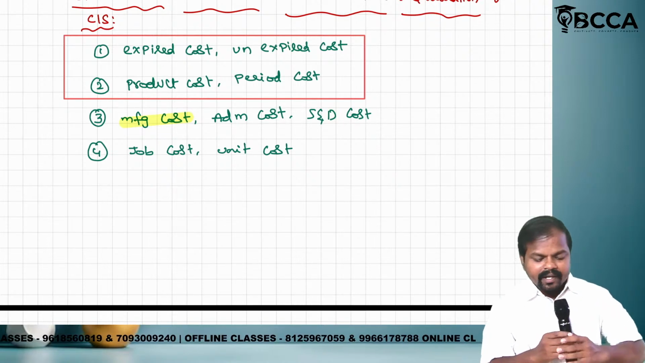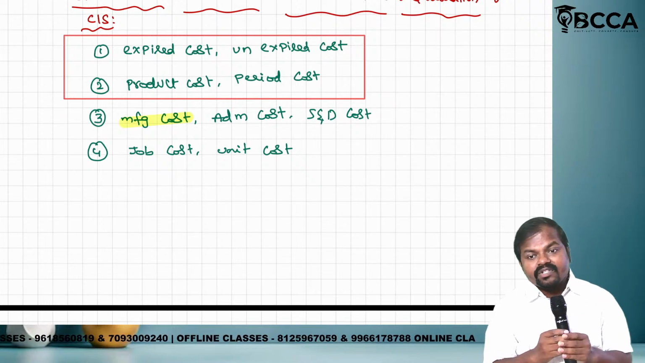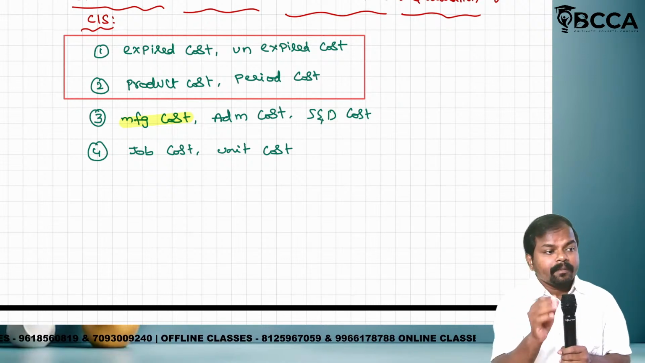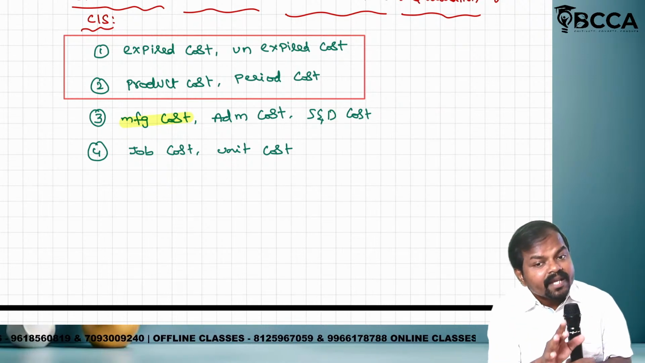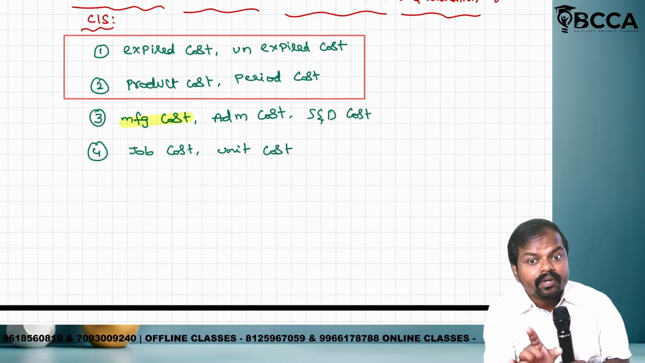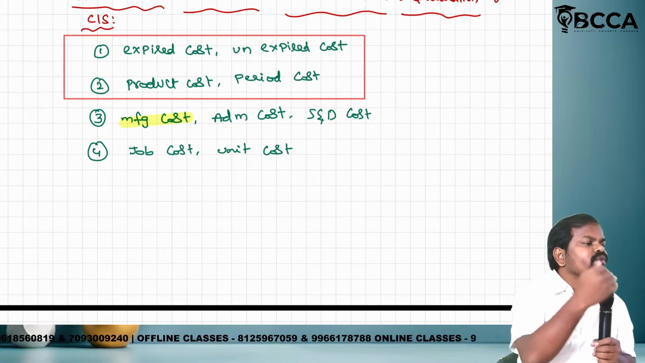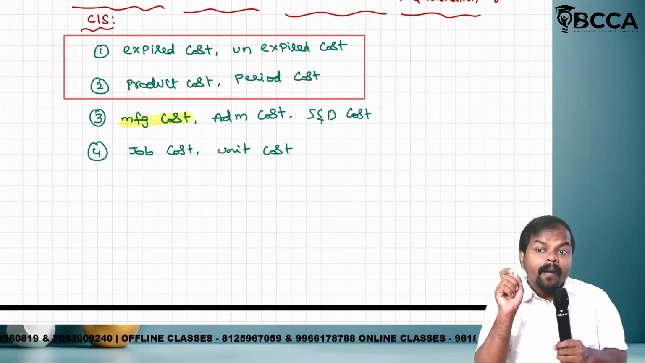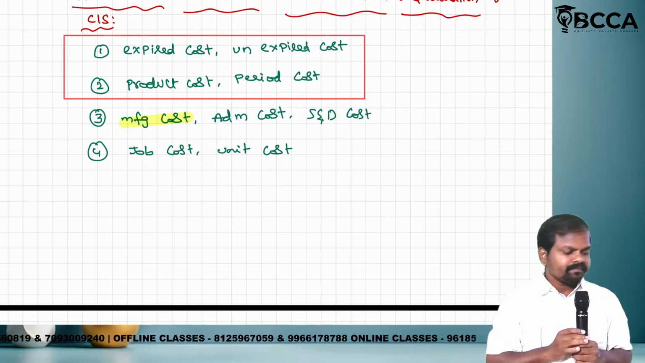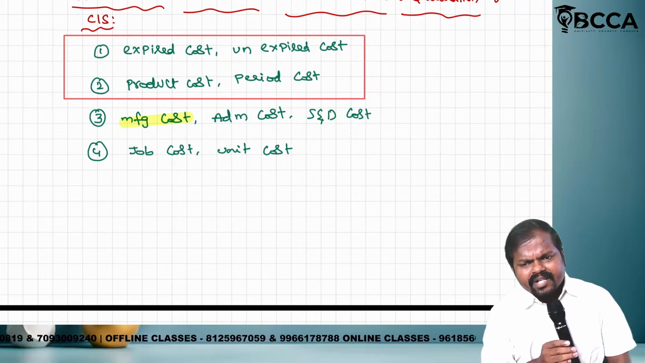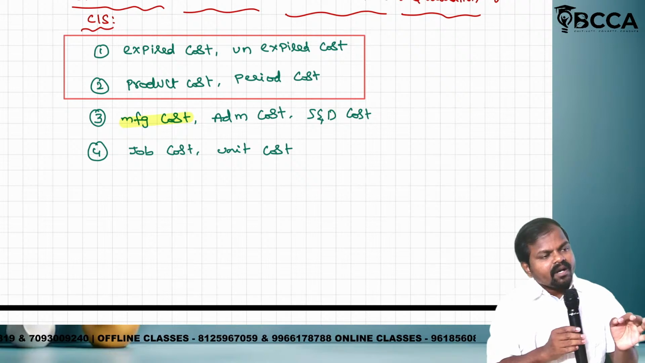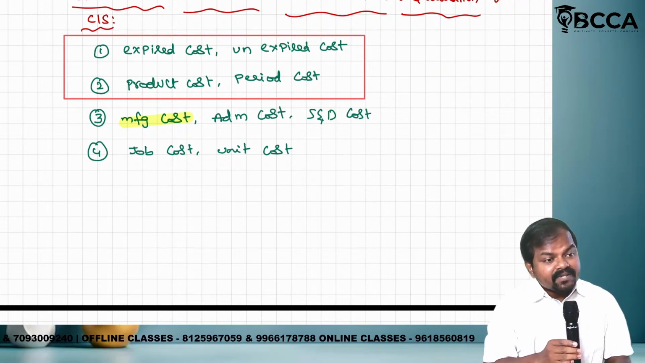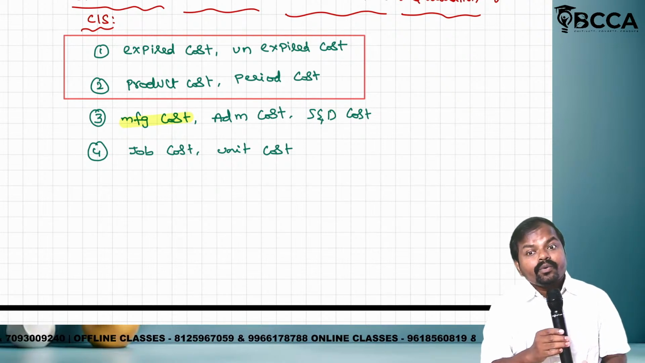Next, administration cost. Administration cost means cost which is incurred for the purpose of sold units. For the purpose of sold units only we are incurring it. Manufacturing cost means cost incurred for the purpose of manufacturing. Now tell me, what is meant by administration cost? Administration cost means cost which is incurred for the purpose of sold units.